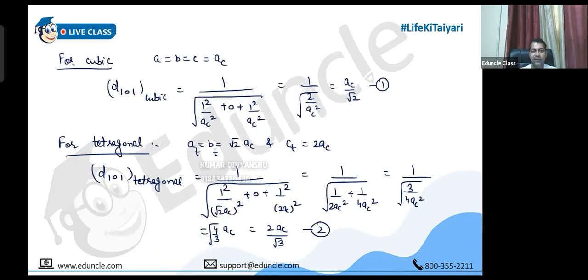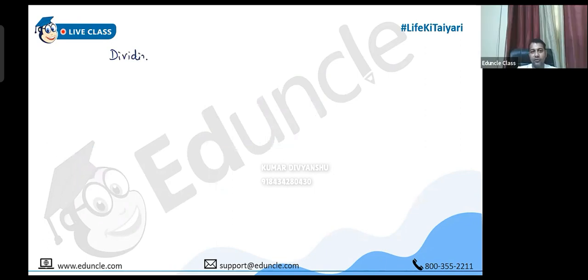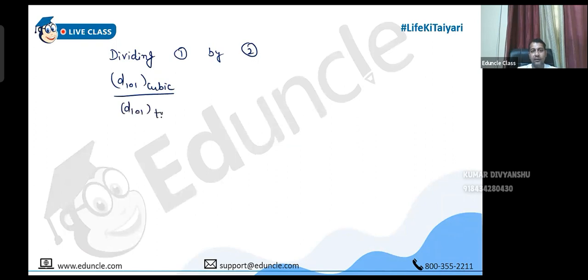Now we have to get the ratio, cubic by tetragonal. Please note down from this slide, and let me know if you have noted. Yes, sir. Noted. So we have to get the ratio of cubic to tetragonal, D101 cubic to D101 tetragonal.